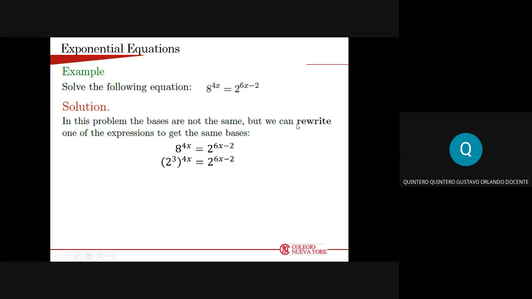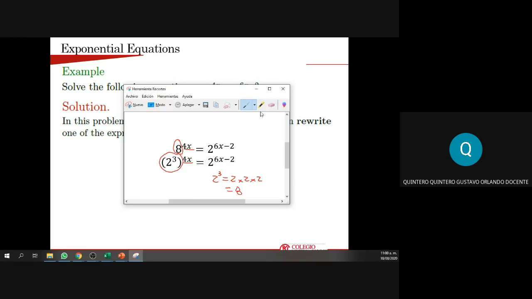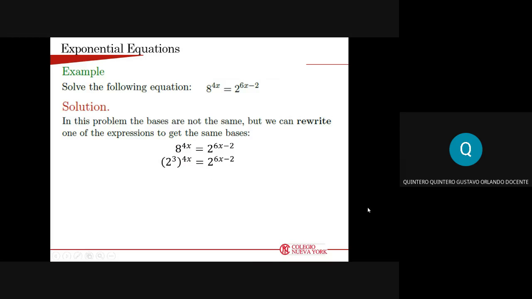So what we're doing here is we are rewriting the equation so that one of the exponents has the same base as the other. Because now look, the base here is 2 and the base here is 2 as well. We do have a problem though. Look, 2 to the 3 to the 4x. That is power of a power.